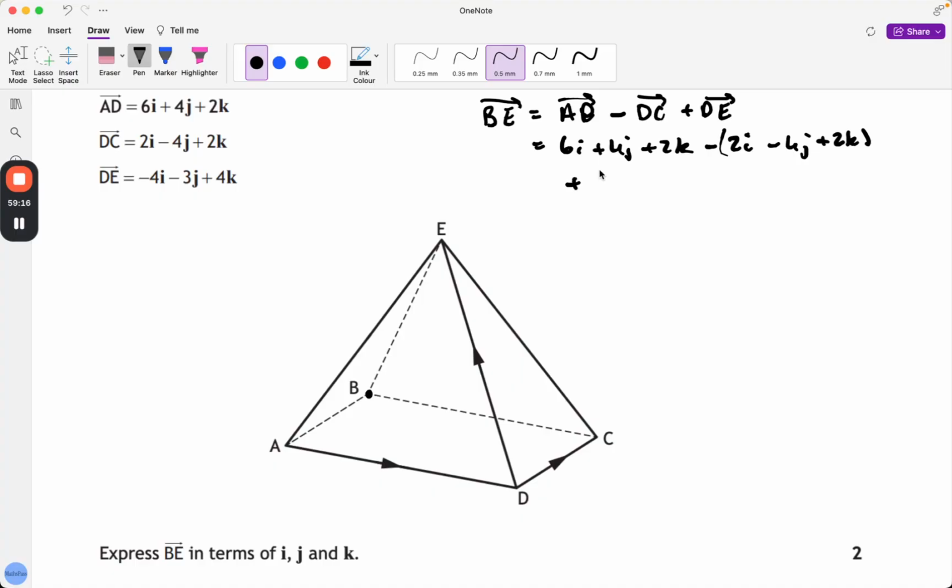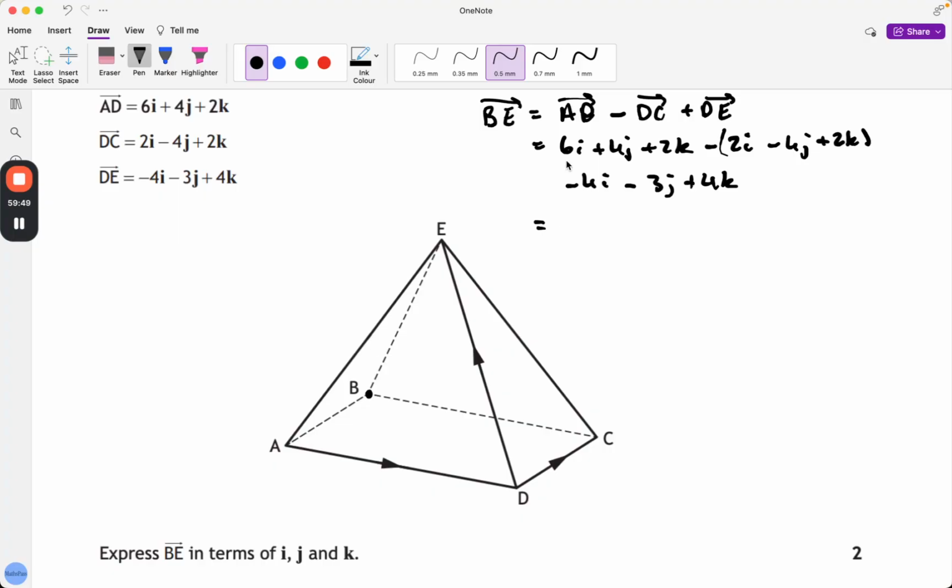And then we're going to add our DE, which is minus 4I minus 3J plus 4K. I've popped a bracket around our DC because we're subtracting all of it, so you don't want to get your signs the wrong way around. The biggest thing here is to notice that you can say that BC is the same as AD, or say that AB is the same as DC. That's kind of the biggest challenge, to make sure that you're getting all the marks here, because otherwise it feels like you've not got enough information.